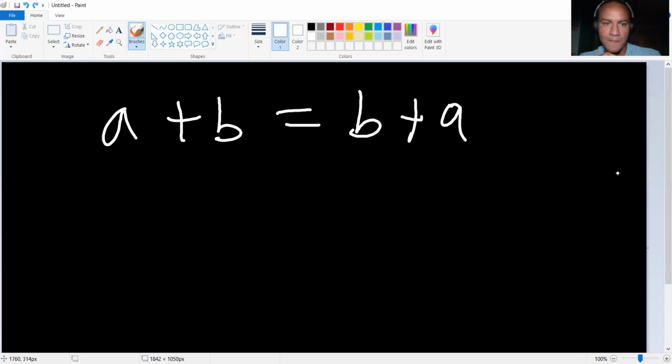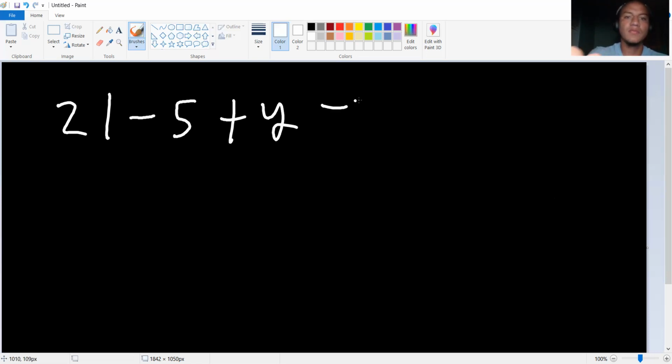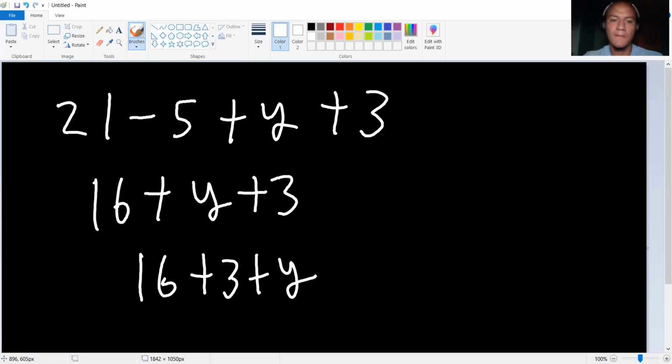In other words, if you have a problem like this, PEMDAS would give you just 16 plus y plus 3, but here's the problem. You can't add the y, but what you can do is apply the commutative property of addition. Commutative means you can switch them around so that you get 16 plus 3 plus y. And that was commutative property.